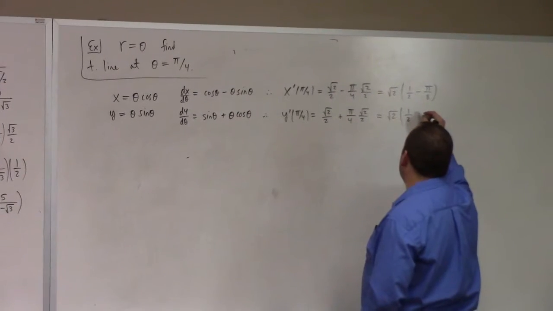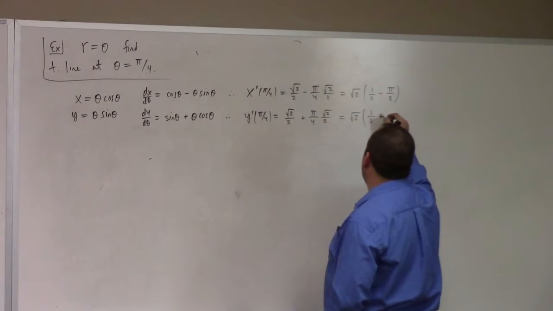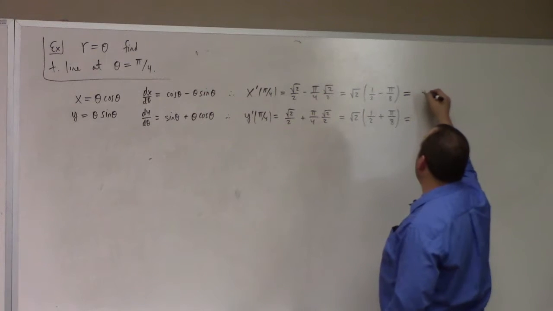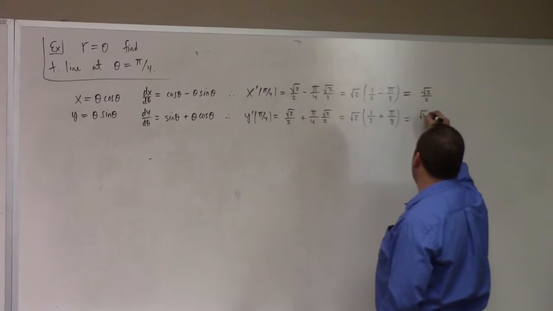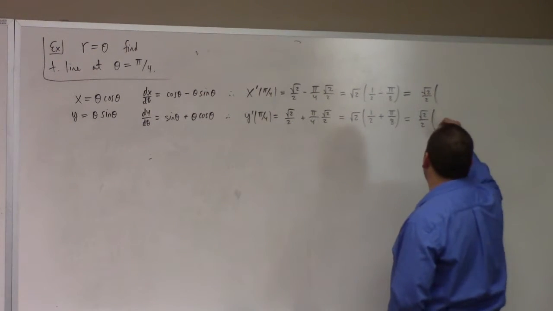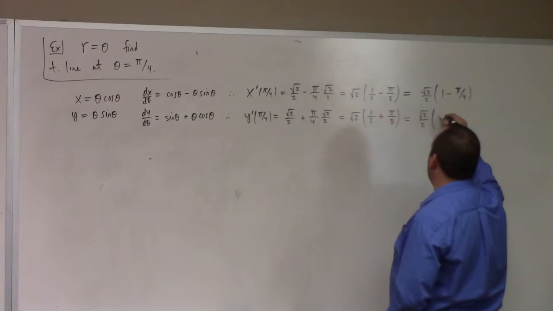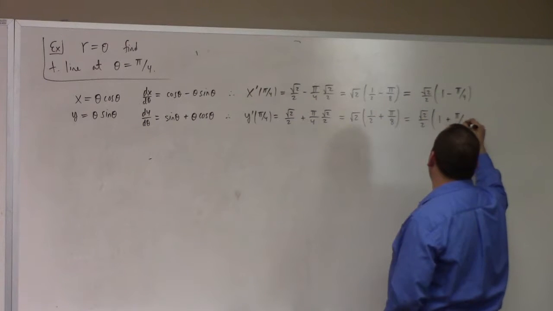It's probably not defensible. Probably I should pull out the 2 as well. All right, it's bothering me. I'm going to pull out the 2. Square root 2 over 2. Square root 2 over 2. 1 minus pi over 4. 1 plus pi over 4.